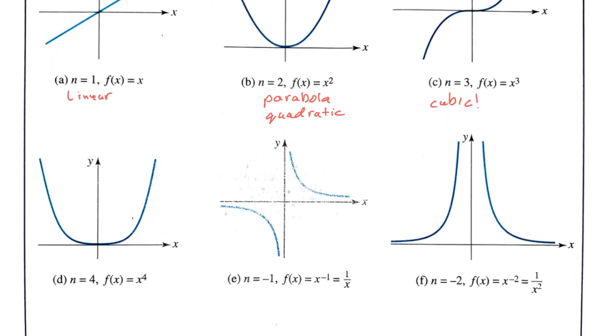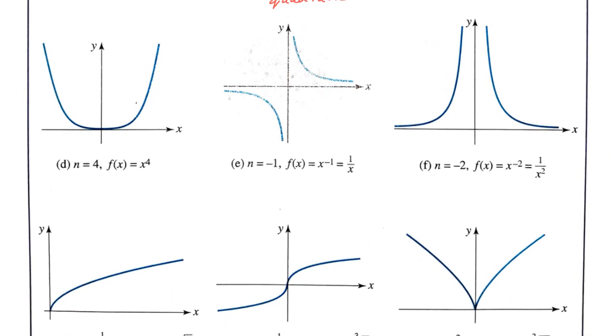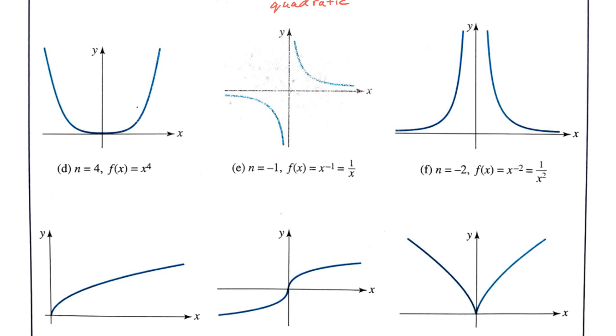When we take a look at this next graph, this is called a quartic function. D is called a quartic. Now, D is a quartic function, and it's a quartic because it looks like a parabola, but it has a fatter vertex. Now, this you've seen before. This next one, E, is called an inverse function.